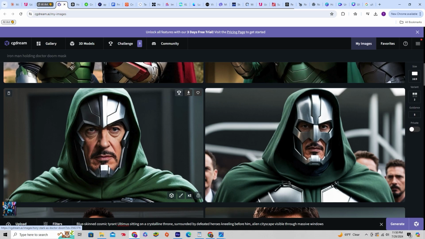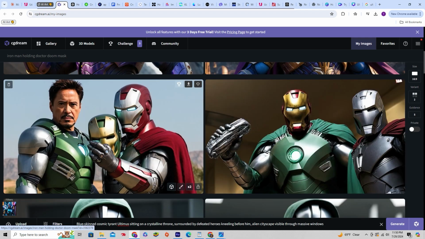To generate our images, the prompts we're using are Tony Stark as Dr. Doom, as well as Iron Man holding Dr. Doom mask. So our initial output here is in CG Dream. Not too bad, right? It kind of looks good. I didn't use those outputs. I thought about this generator later, so I didn't use it in the initial process of the video.